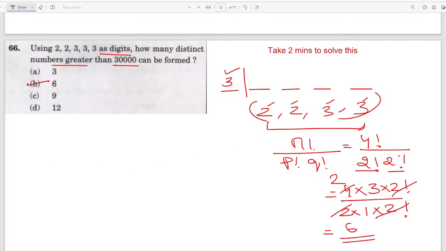Priyanka, I didn't get you. 2, 2, 3, 3 is good for... Okay, understood. There are 4 digits, 2, 2 and 3, 3. So if any other doubts are there, please ask.